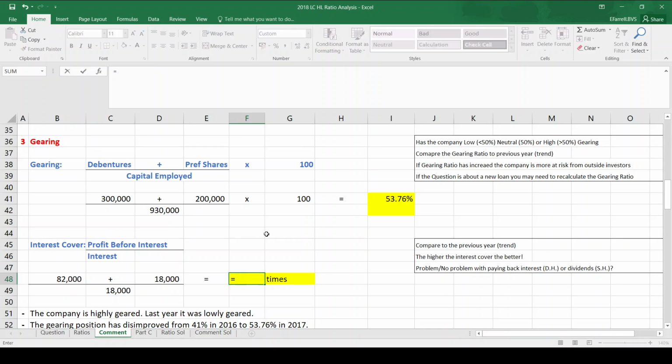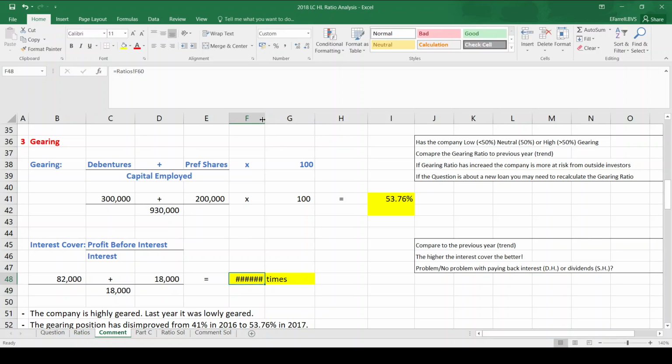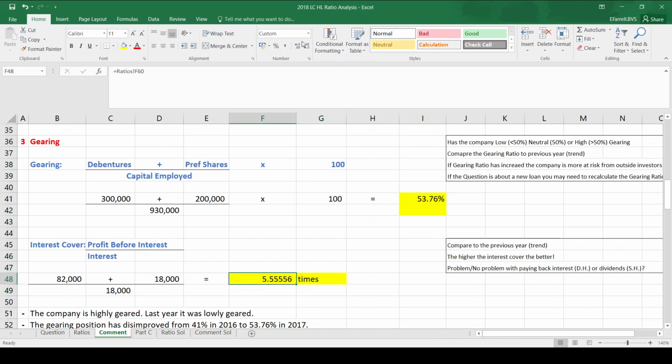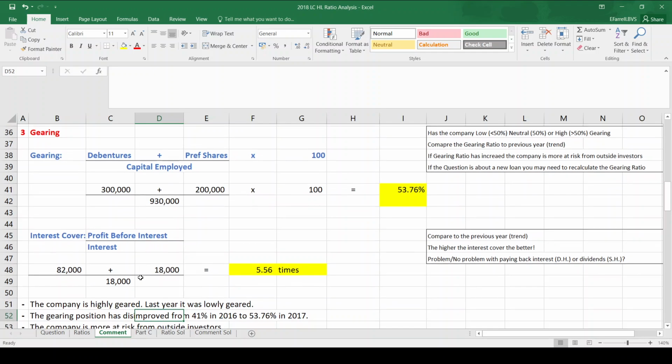So let's try that again. So it's 82 plus 18 divided by 18. I'm not sure why that's not coming out properly, but we'll just take it from the previous time, which is 5.56. This is just too many decimals, is the problem. Okay, 5.56.